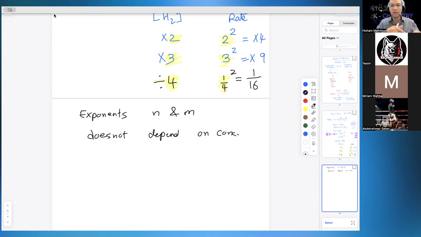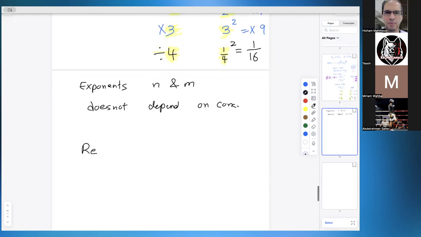Does anybody know it? When I'm talking about the reaction mechanism, don't forget, which step exactly can I use? Somebody tell me which step I can use. The slowest step. Very good. What do I call the slowest step? We'll come back to this and explain. I call it the rate limiting step.